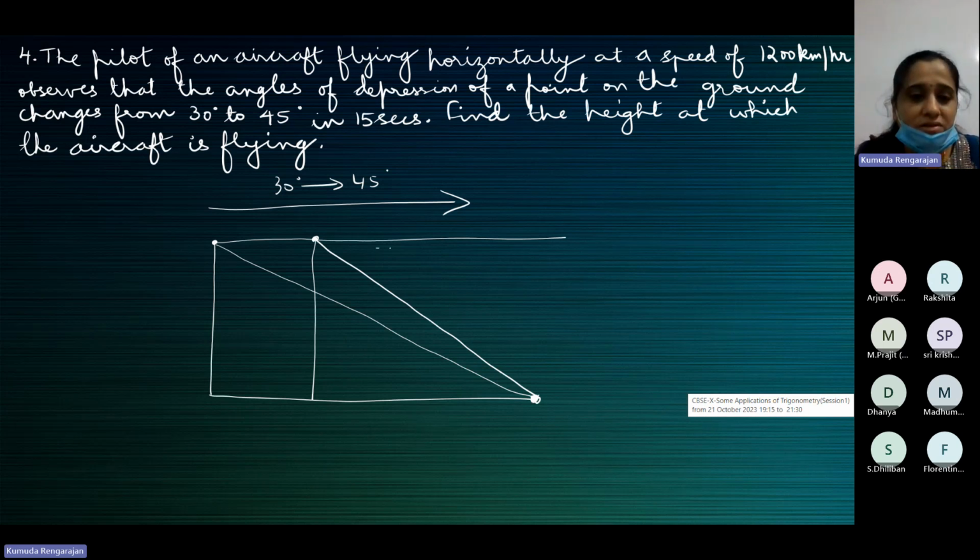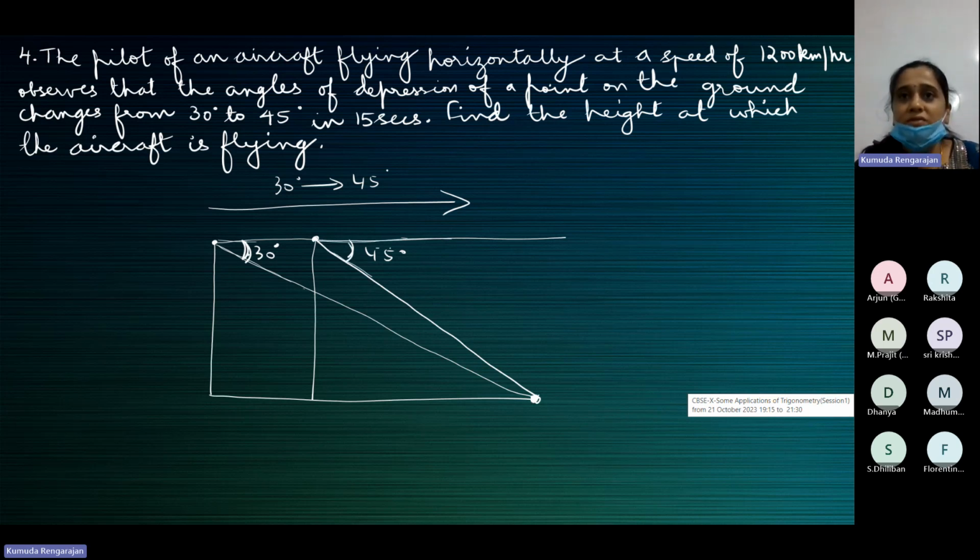So here it was 30 degrees. Here it becomes 45 degrees. It's flying towards. And where have we marked 30 degrees? Between the horizontal and the line of sight. And where 45 degrees? Between the horizontal and the line of sight, 45 degrees.